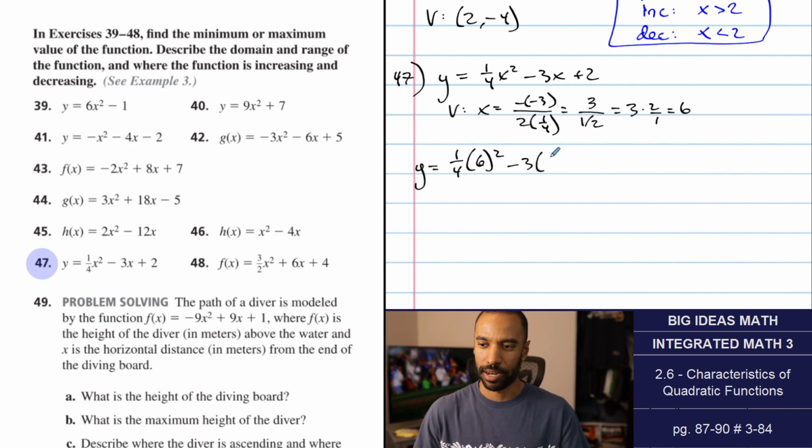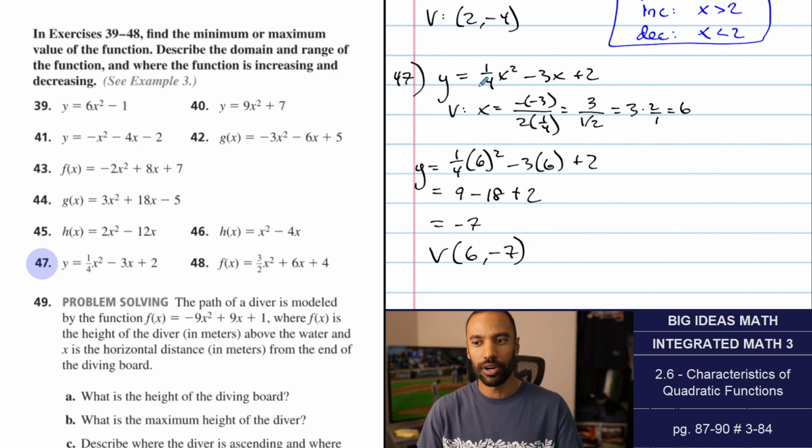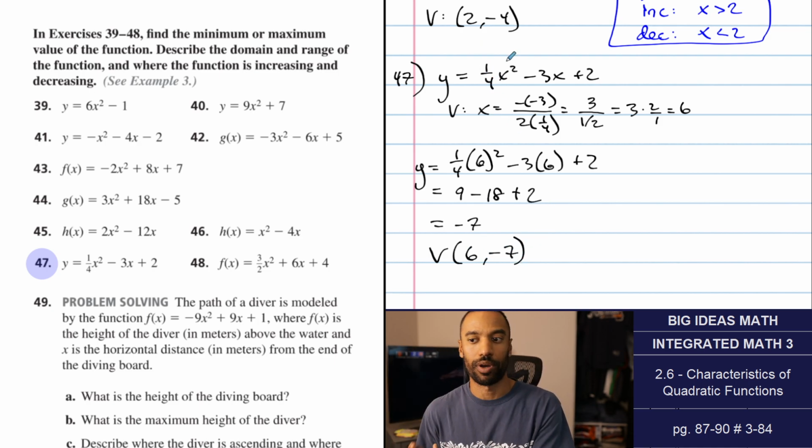6 squared minus 3 times 6 plus 2. Here we're going to get 6 squared, which is 36, over 4, which is 9. 9 minus 18 is negative 9. How appropriate. Plus 2, which is negative 7. So your vertex is at (6, negative 7). Despite the weirdness of that, I don't care about that 1/4 anymore.